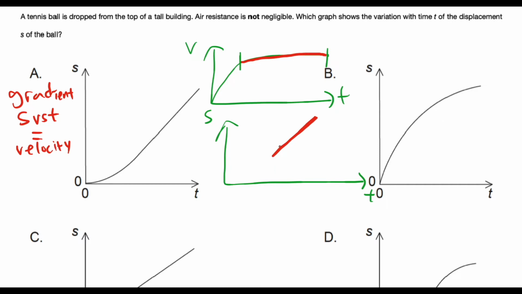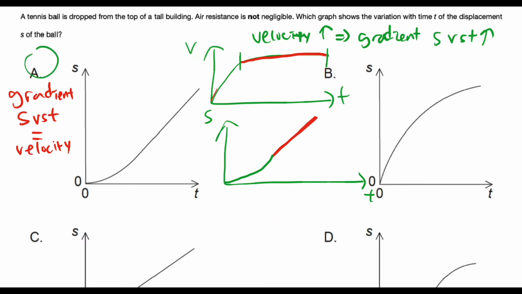Right. So this is the velocity, and now we only need to solve for this one. We know the velocity here is increasing in magnitude, which means the gradient of the graph of displacement versus time also increases. So if it increases, it's going to look something like this. So A is the answer, and we can double check.